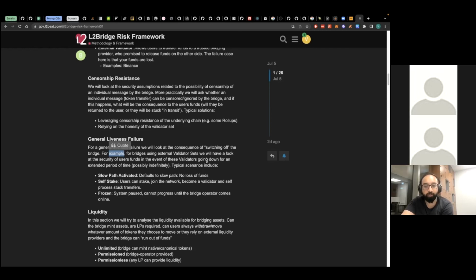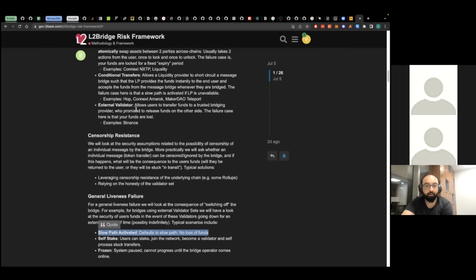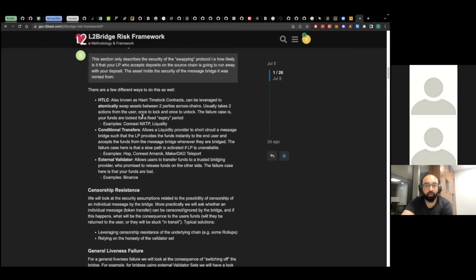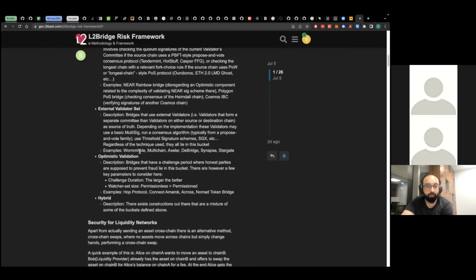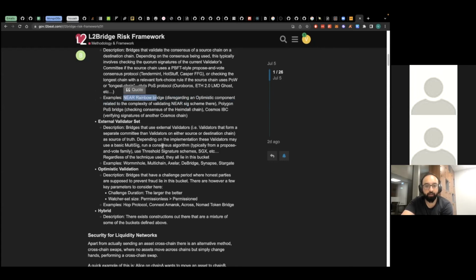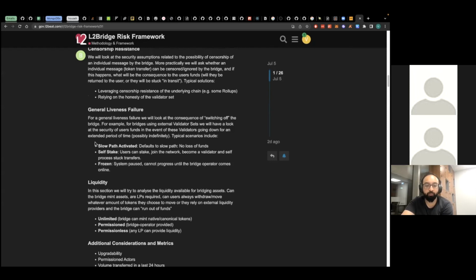In some systems, the slow path will be activated and there will be no loss of funds, right? Systems like these are, let's say, Connext, Hop, MakerDAO Teleport, a bunch of systems like these, even the Near Rainbow Bridge. These are examples of systems where the slow path would be activated if the off-chain actor goes off. Then there are systems where, if the current infrastructure goes off, anyone can self-stake, join the network, become a validator, and process all stuck transfers, right? So while this is extremely costly, depending on what validator set you are joining, funds are not lost, right? So it's still not that bad, right?